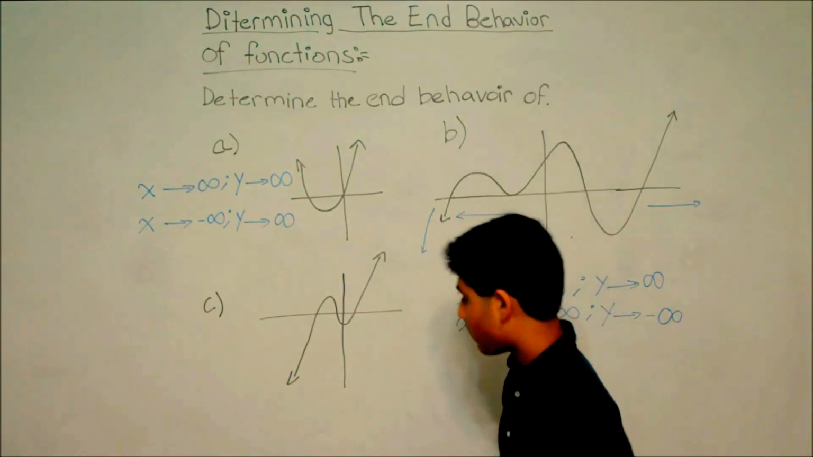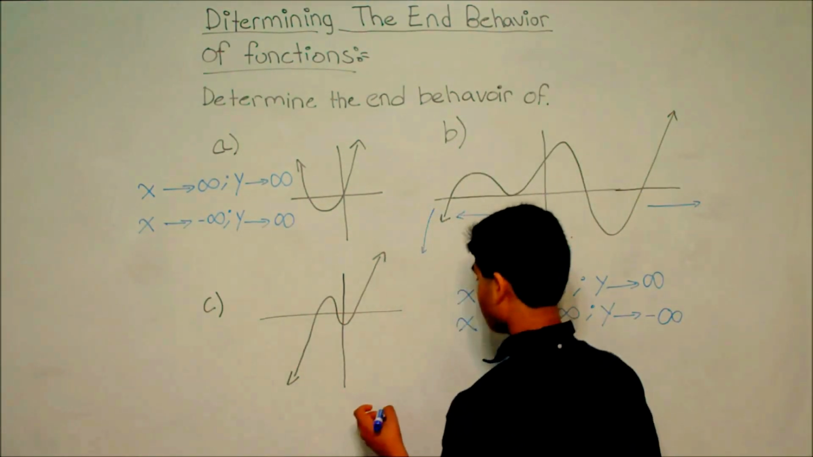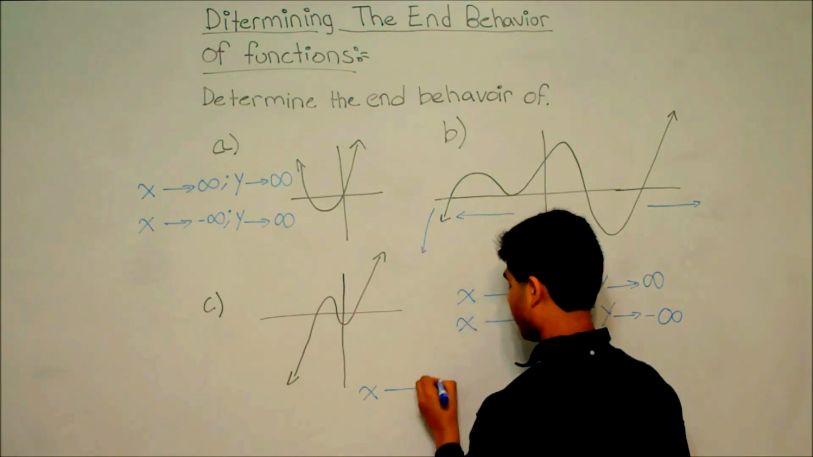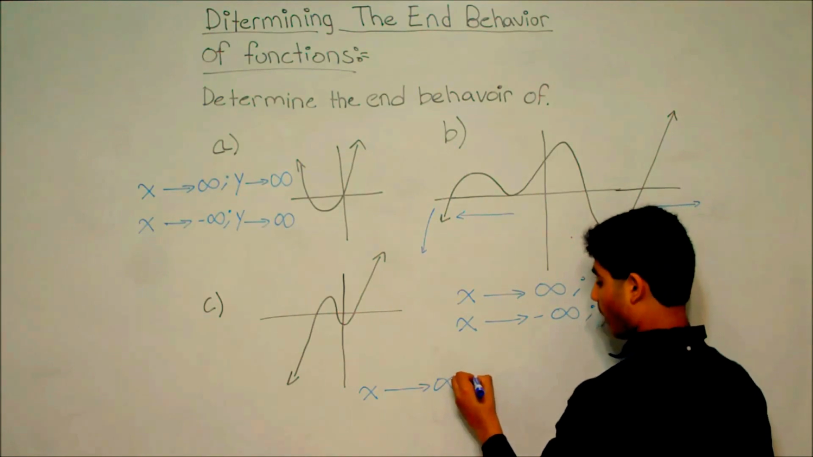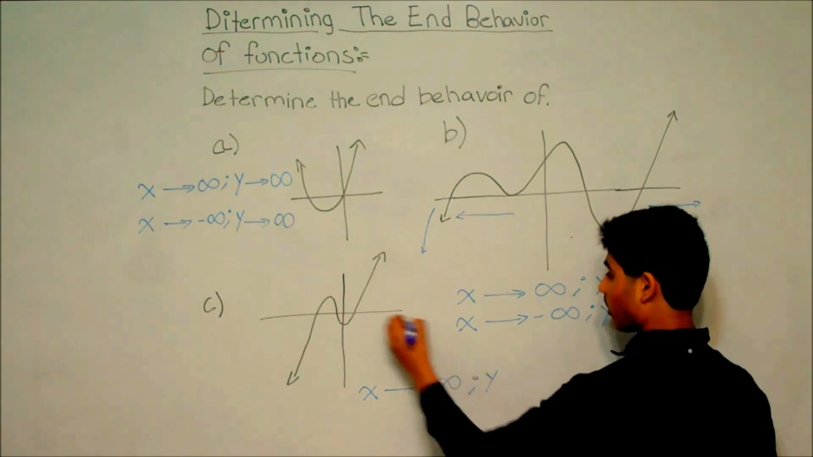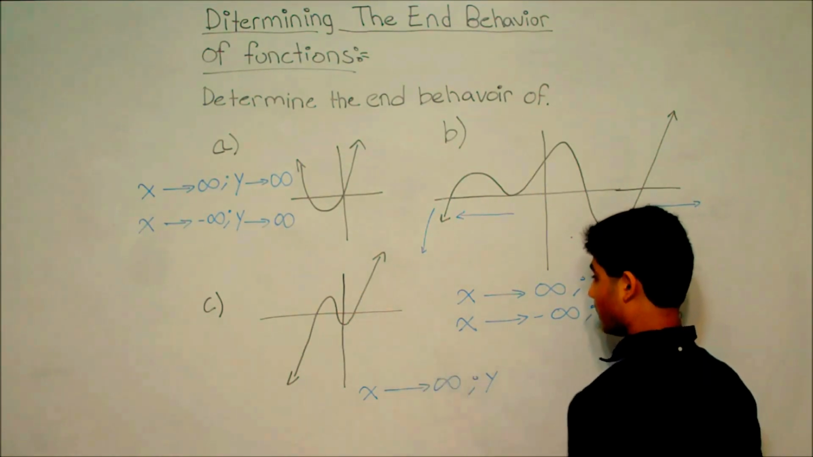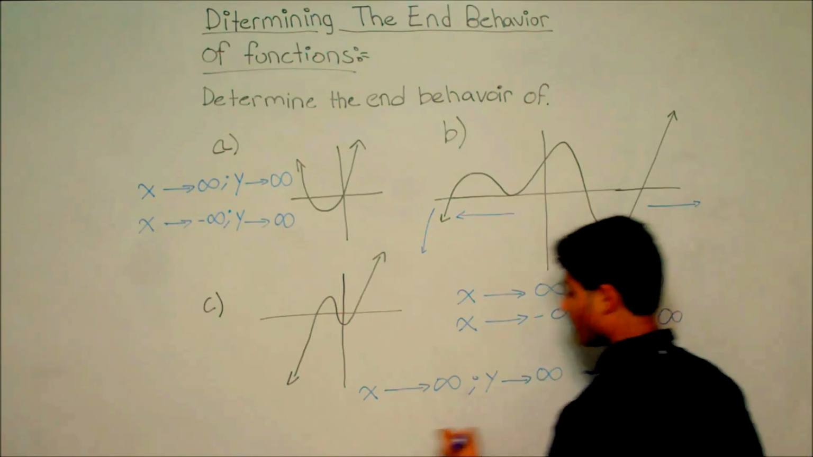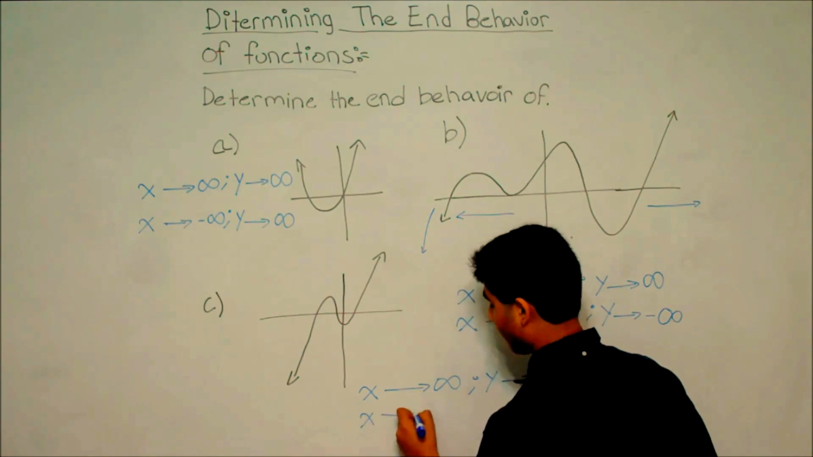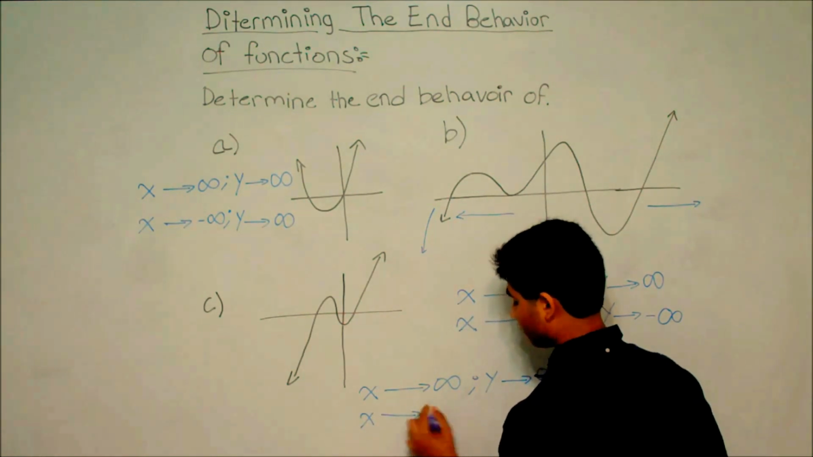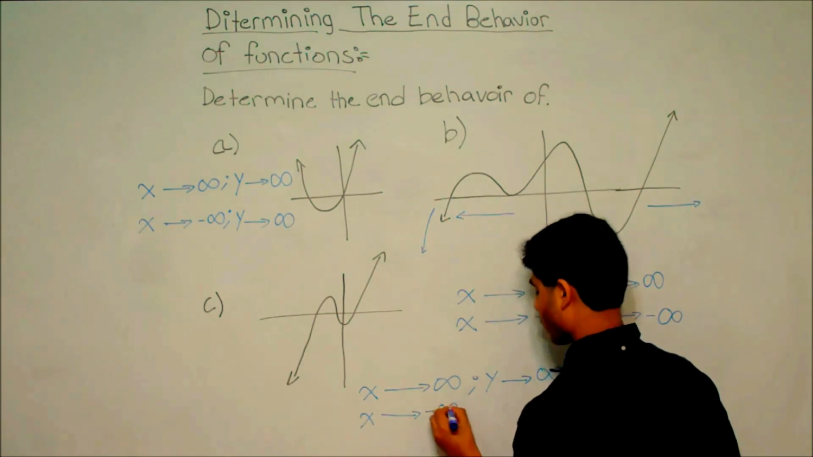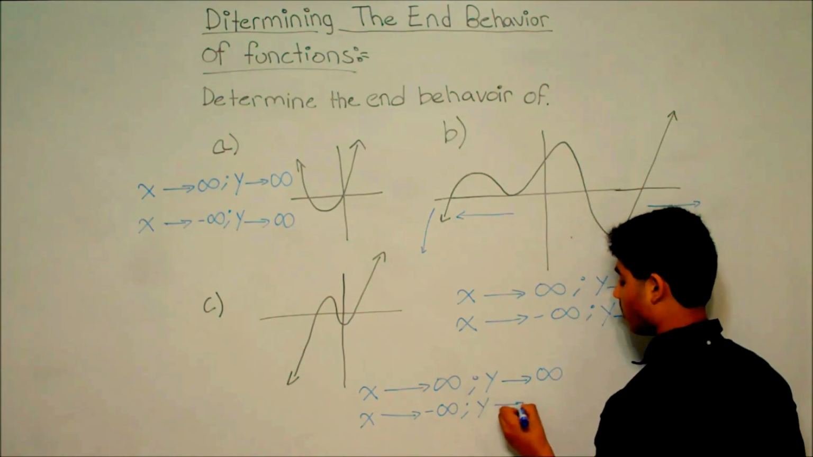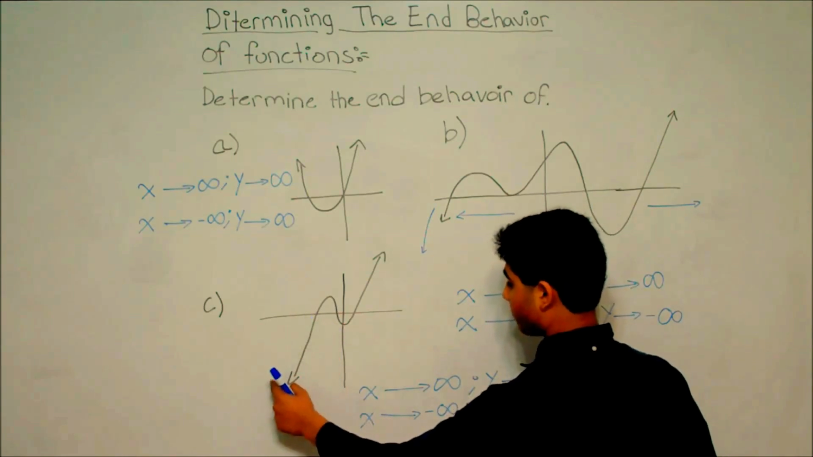So now let's move on to problem C. In problem C, as x goes closer to infinity, y eventually goes closer to infinity also. And as x goes closer to negative infinity, y also goes closer to negative infinity, as we can see.